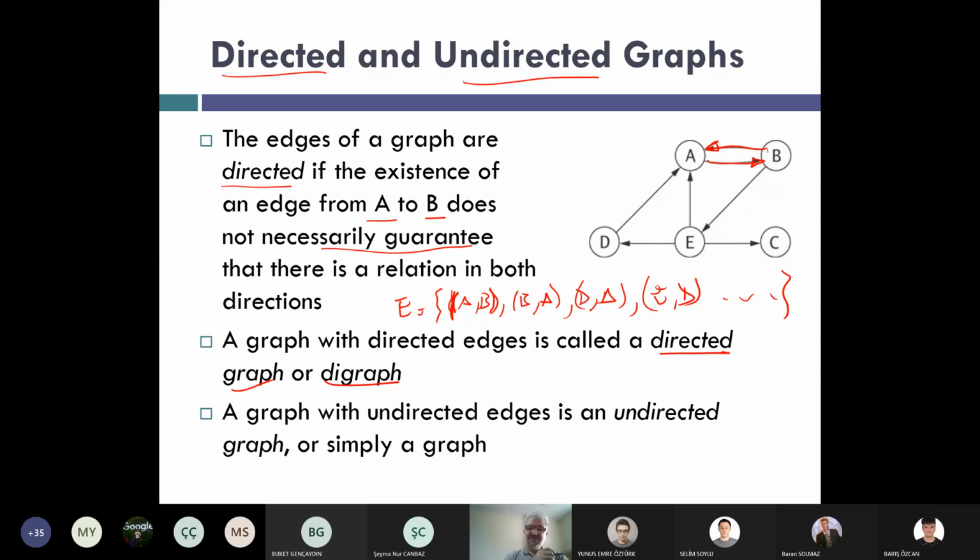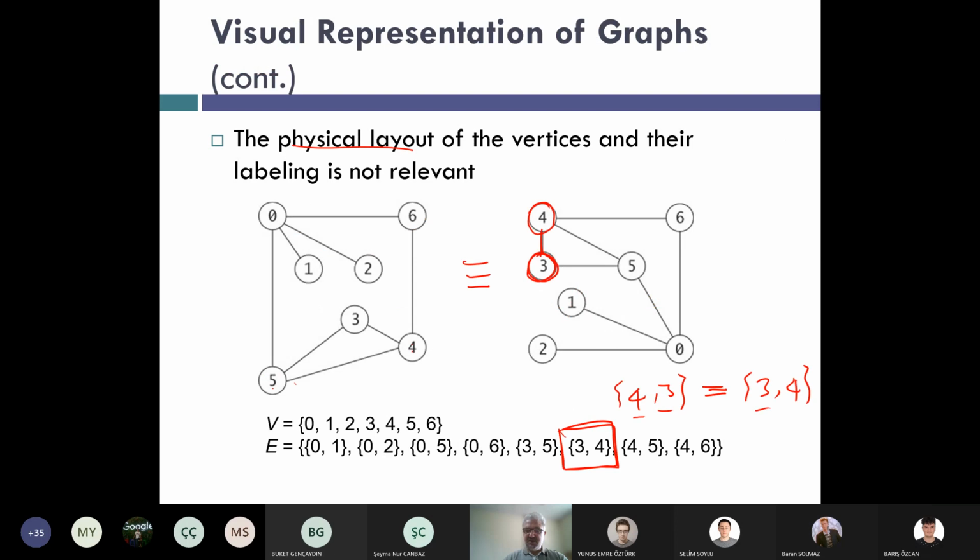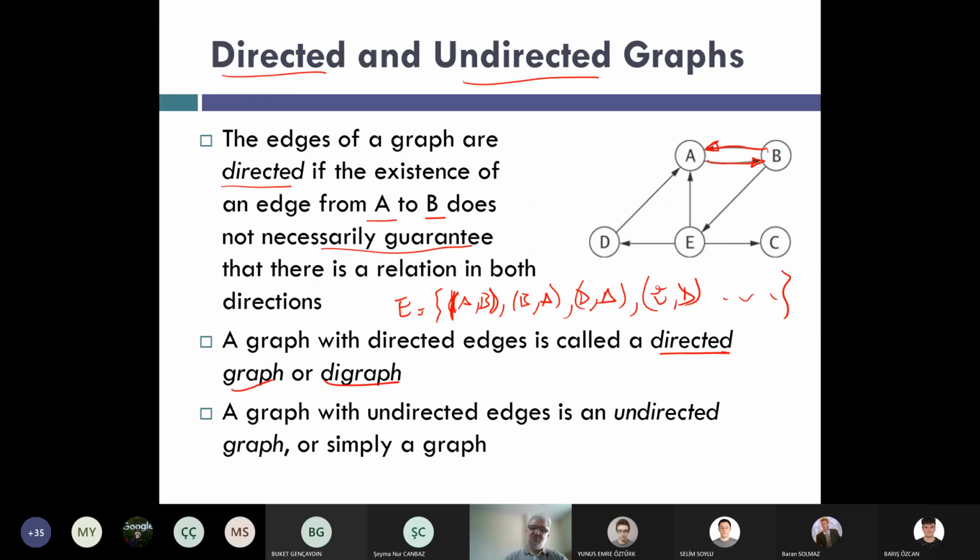If the edges are undirected, we call the graph an undirected graph. This is an undirected graph. Usually when we say graph, it is undirected. We do not usually call the graph undirected. If you say just a graph, it is undirected. If it is directed, we call it a directed graph, or digraph, as I said.